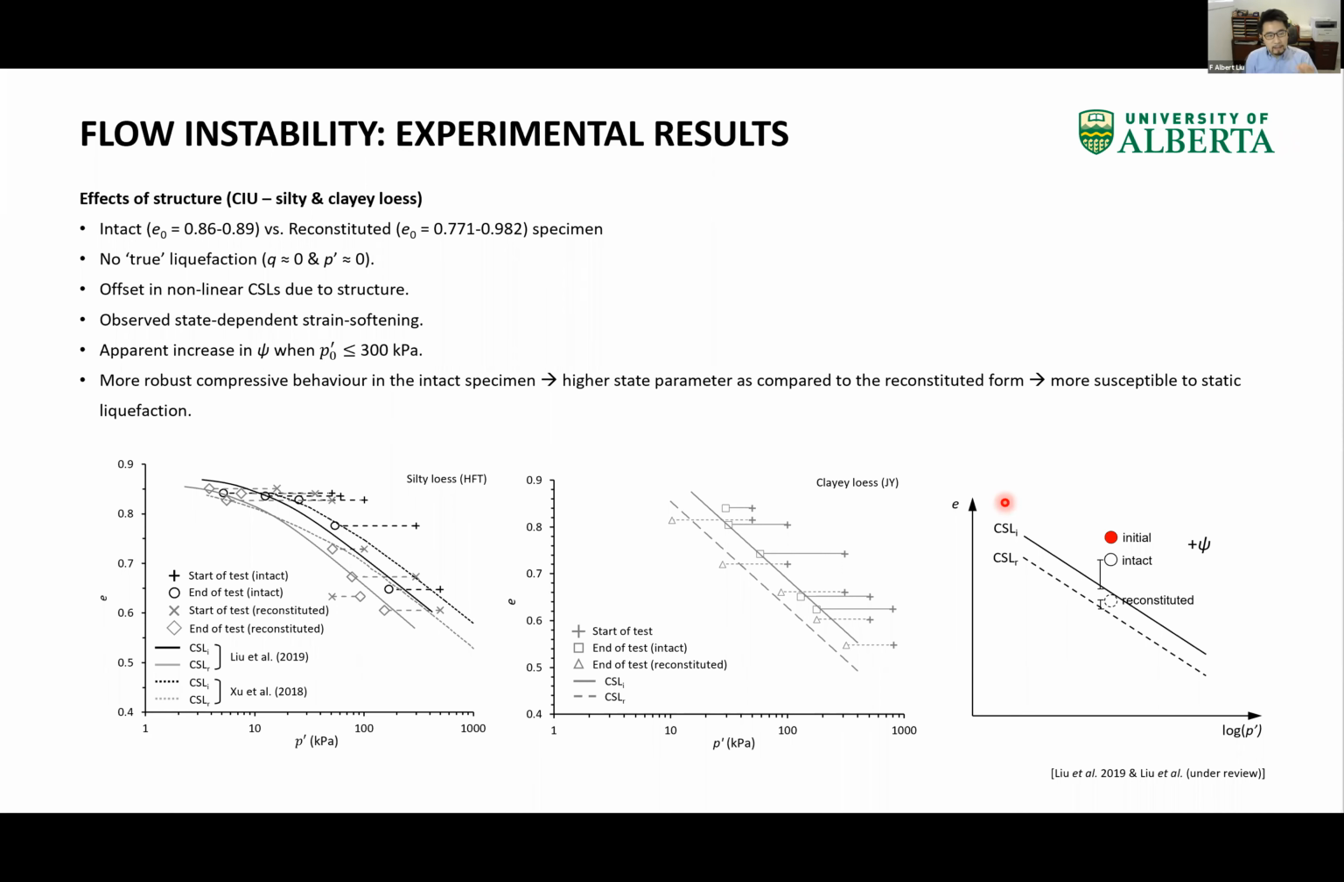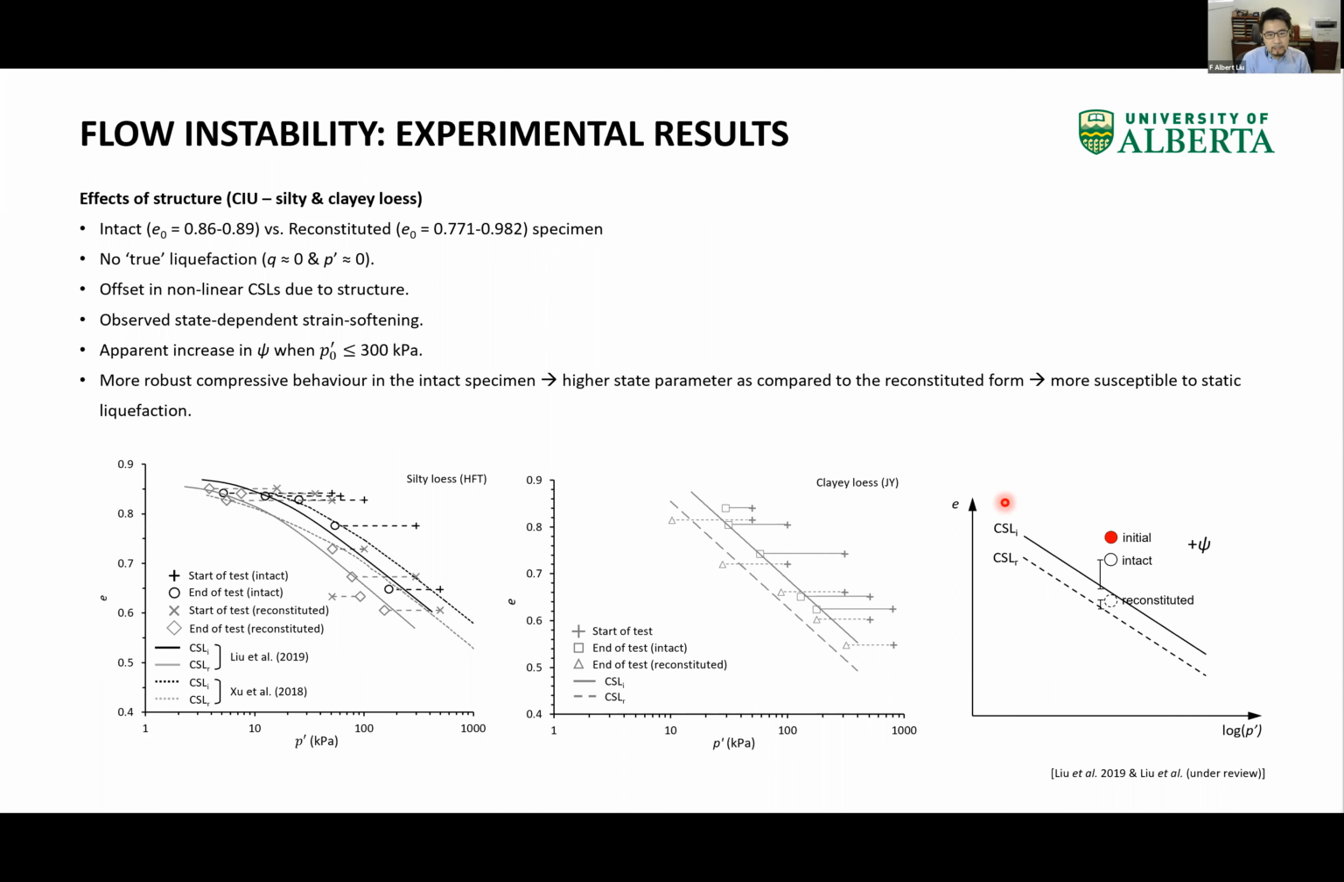But we did find an offset in the pair of critical state lines for intact and reconstituted states. For at least the silty loess, it's nonlinear, and for clayey loess it appears to be much more linear. But still there's an offset between the intact and reconstituted, likely due to the effect of structure. And also we observed a state-dependent strain softening.